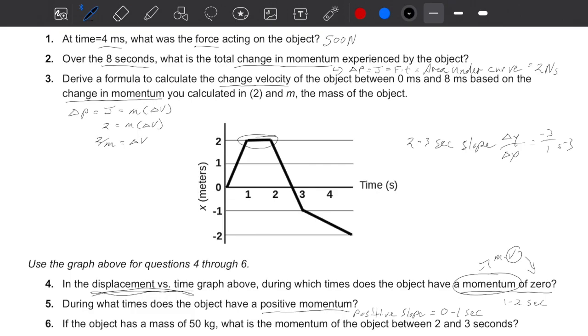If the mass is 50 and the slope is -3, the slope being velocity, momentum is mass times velocity, so 50 times -3. 50 times -3 would be -150. Then the units would be based on what we're using, the mass being kilograms, and then the velocity being meters per second, so kilograms meters per second, -150.